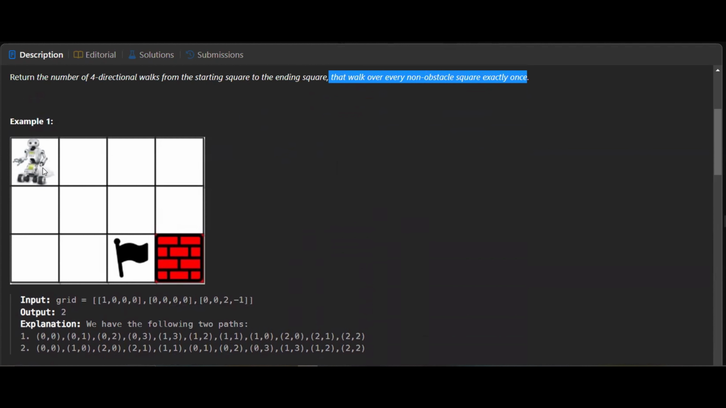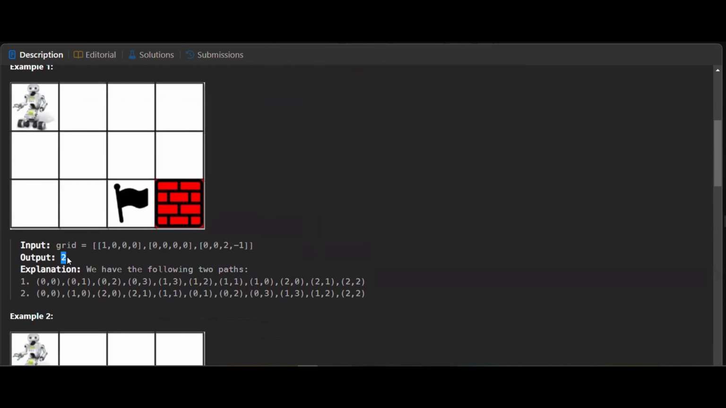Here in the first example, suppose the robot is present in the first cell. It can move in the 4 directions. Either it can go up, down, right, or left. So one possible way to reach this flag position or the ending position is by using this path. Let's follow my cursor. This is one possible way. And another possible way is, again, follow my cursor, by using this path. So these are two possible ways. So in this case, we have to return 2.